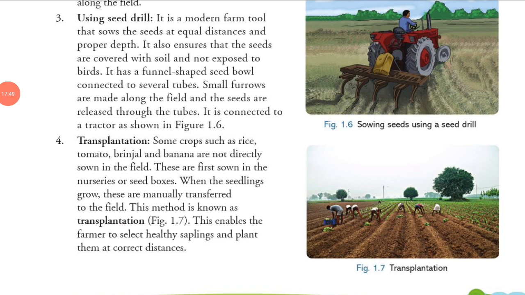Okay, dear students, we will continue tomorrow with the rest of the agricultural practices. Today we studied agriculture, types of crops grown in India, Rabi and Kharif crops and their examples, and agricultural practices: preparation of soil, and then selection and sowing of seeds. We discussed only these two practices today. The rest of the practices we will discuss tomorrow.